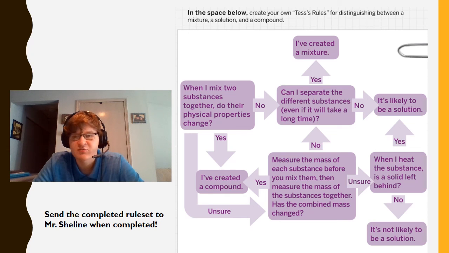Now that you've finished the rule set, take some time to double check it. Snap a picture of it and either text or email it to me. You have my phone number and my email in your packets. In the meantime, I look forward to getting those from you scholars. If you have any questions or concerns, please text, call, or reach out to me.